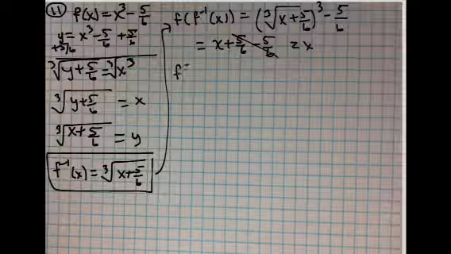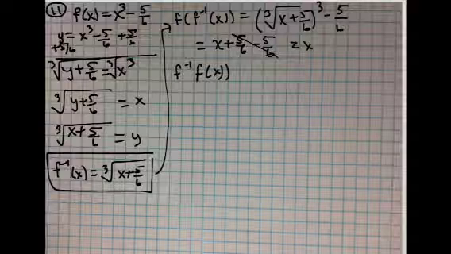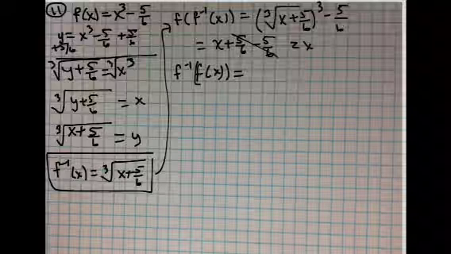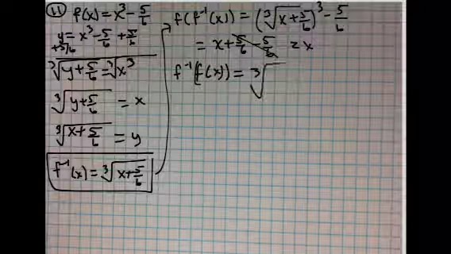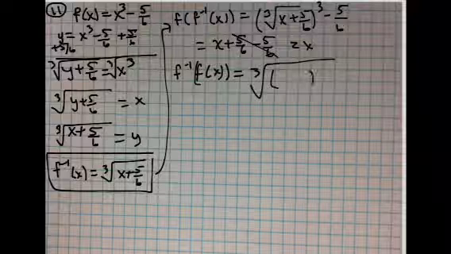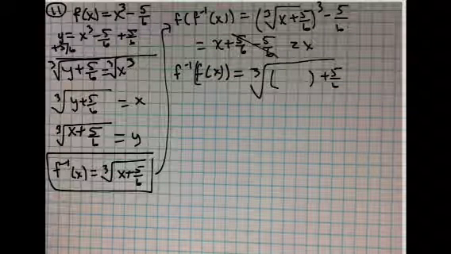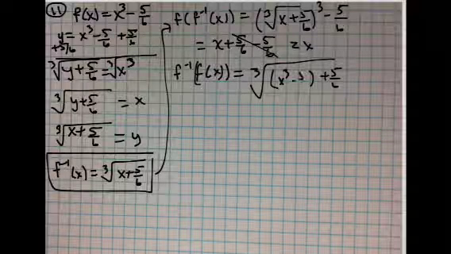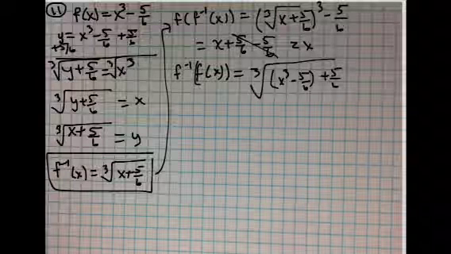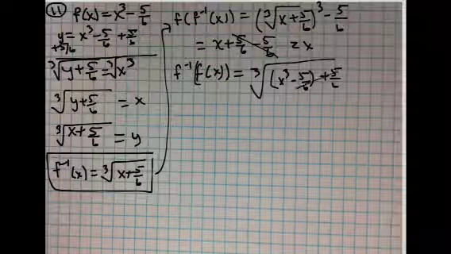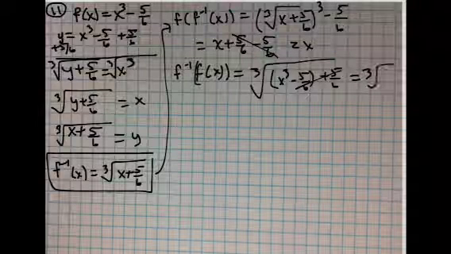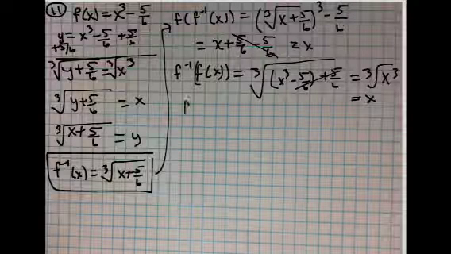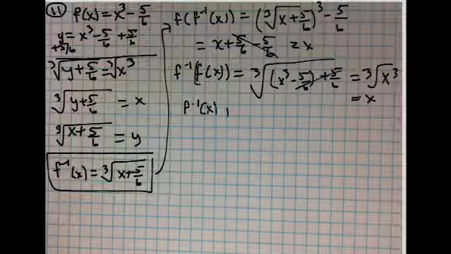Doing the other direction, f inverse of f of x, you start off with the cube root of blank plus 5/6. So in the blank goes f of x. So it's x cubed minus 5/6. Now what happens if the 5/6 cancel out? It's a 0. And so you have the cube root of x cubed. So that gives you x. So f inverse of x is correct.